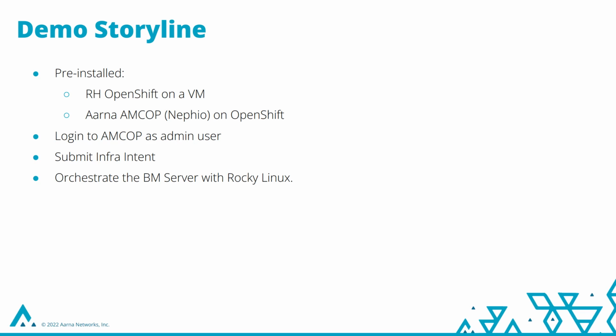It's a pre-installed virtual machine with Red Hat OpenShift, and Aarna AMCOP is also already installed on the OpenShift cluster. Log into the AMCOP as an admin user and submit the infra intent. Basically, create an intent with the BMC credentials and the MAC address details, and then orchestrate the bare metal server with Rocky Linux.